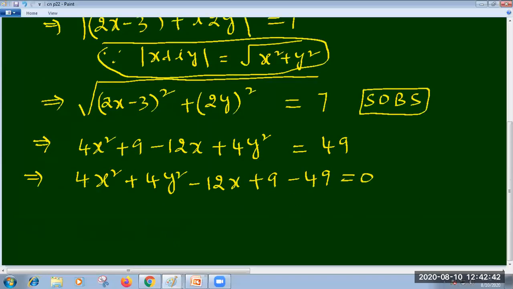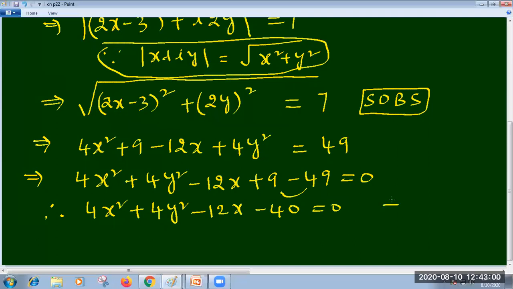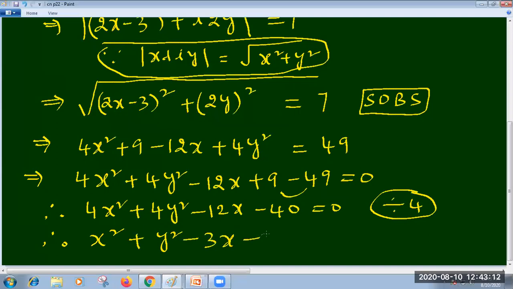So this is 4x square plus 4y square minus 12x, 9 minus 49 is minus 40. So you can divide the entire equation by 4. So this will give us x square plus y square minus 3x minus 10 is equal to 0, which is an equation of a circle.